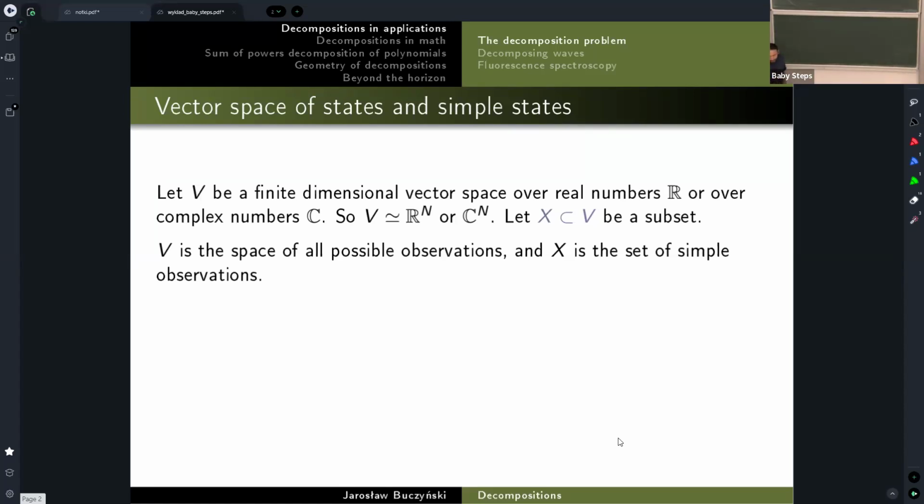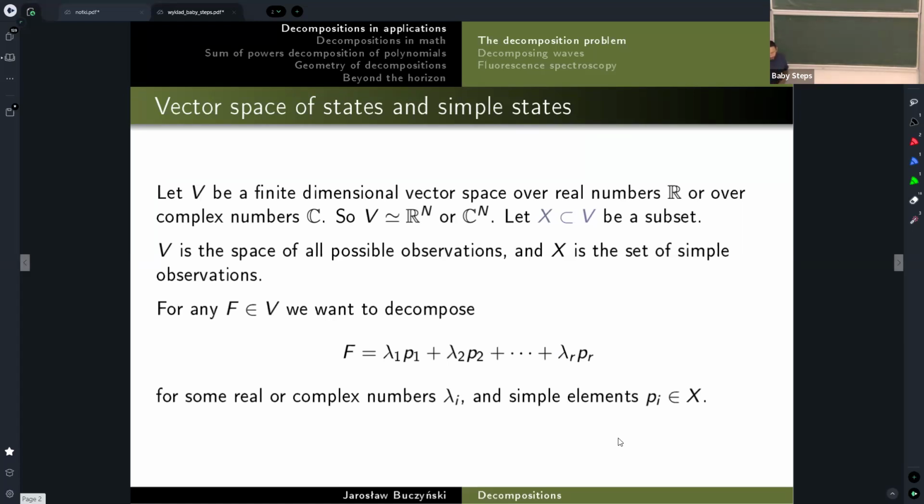Okay, let me continue. So I have a vector space, I have a subset of this vector space, and I want to think about V as a space of all possible observations, states, whatever. And then X is some subset of stuff that's quite simple. So now if I'm given an F, I want to write it as a sum or linear combination of those simple elements Pi, with each Pi in X.